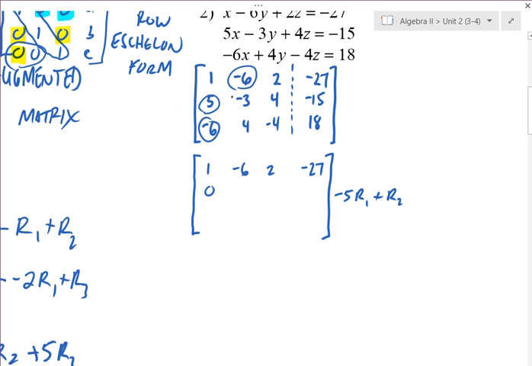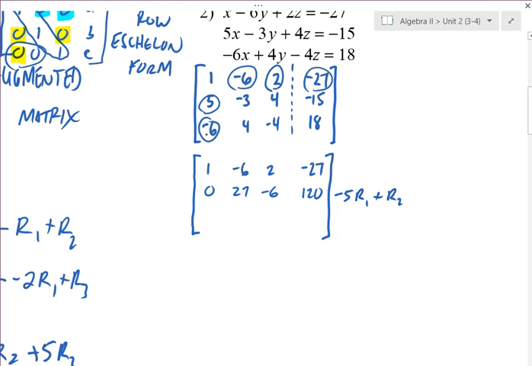That's if you multiply -6 times -5, that's going to be +30 plus -3 is 27. Multiply by -5 gives me -10 plus 4 is -6. And then -27 times -5. That is 135 minus 15 is 120.